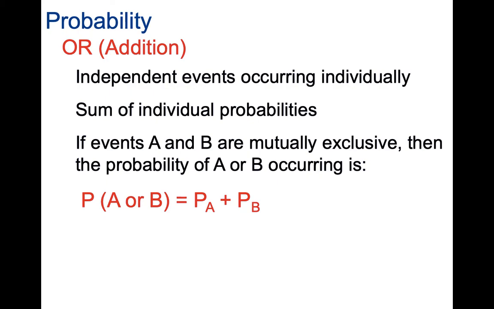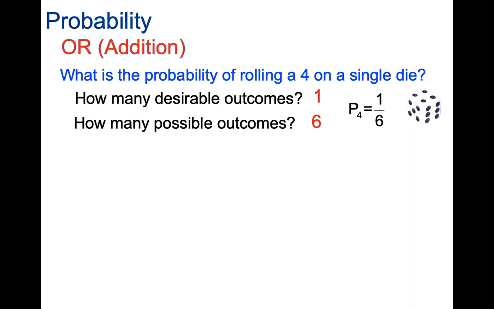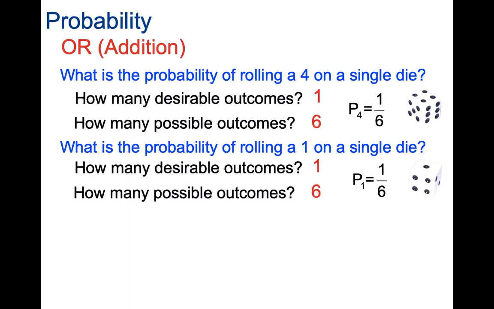And then the total probability of me rolling either a 4 or a 1 would be the sum of the individual probabilities. Now, the odds of me rolling a 4 is 1 over 6, and the odds of me rolling a 1 is 1 over 6. So the total probability that I'll roll either a 4 or a 1 is the sum of those two numbers, 1/6 plus 1/6, which comes out to 2/6 or 1/3, okay? So that's what we're looking at right here.